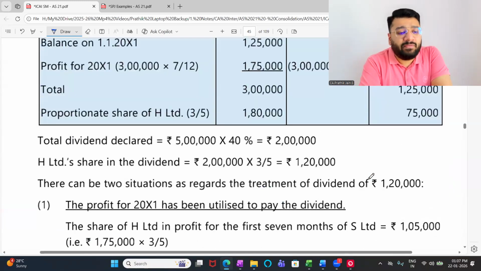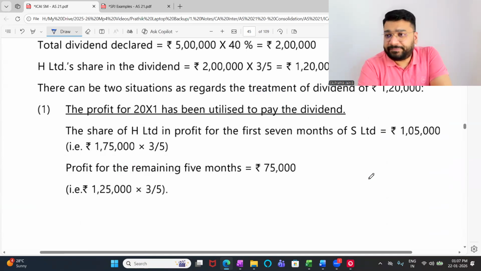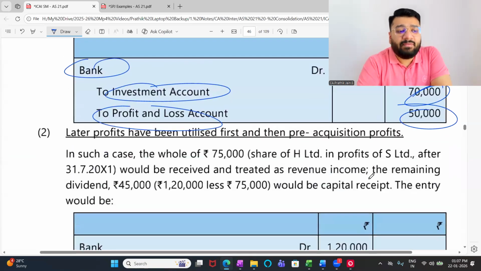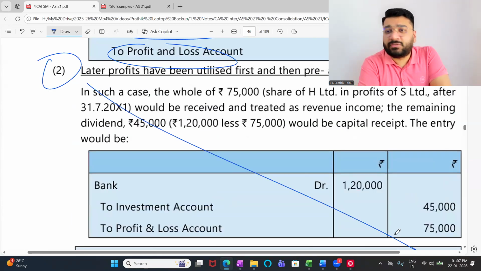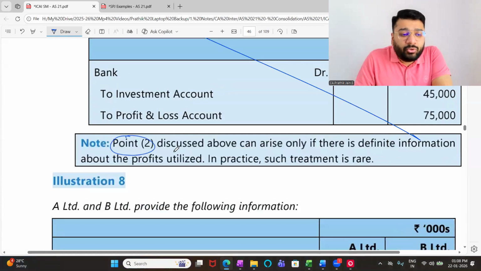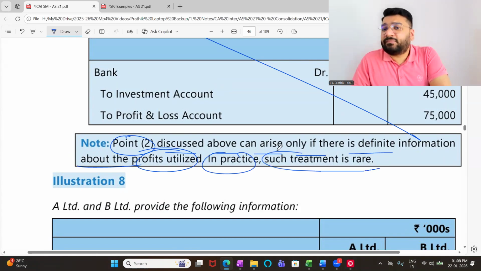If you go and see the way they have explained, you will decide about quitting consolidation. If you want, you can try and see. And they have given an option also. Take a big red pen and put a slash. Why? Because point 2 discussed above can arise only if there is a definite information about the profit utilized. I'll tell you what it means. In practice, such treatment is rare. In real life, it may be possible. But when you get any consolidation question in exam, it is not possible.